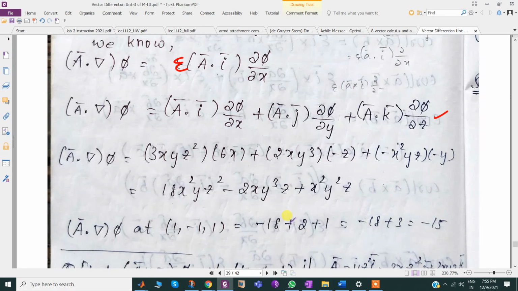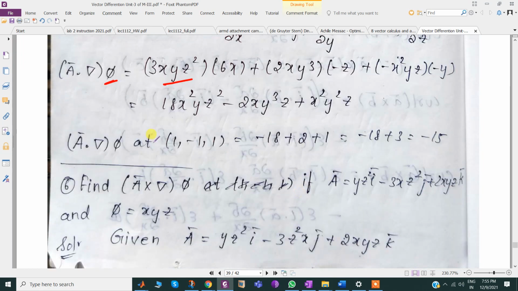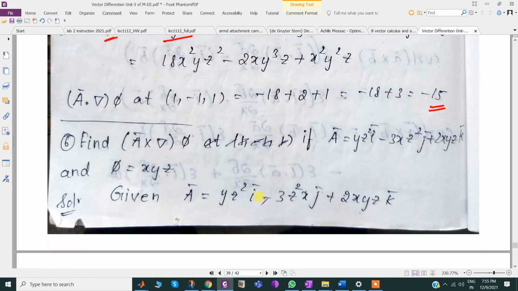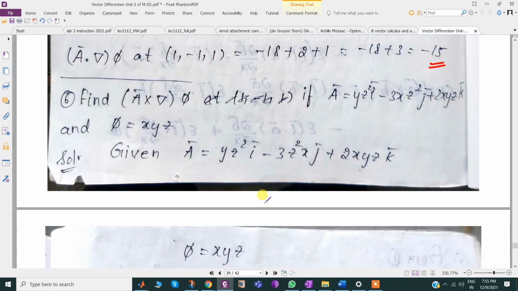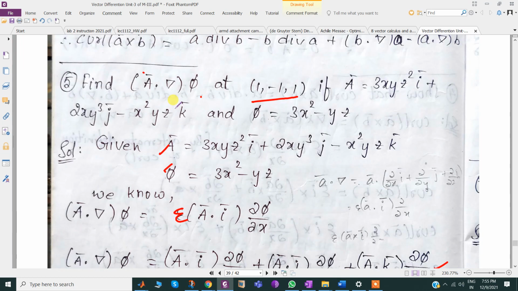After that, substitute the phi value in this, and we may get this one. Only nominal differentiation, that's the reason I'm not going in depth on that. Similarly, a bar cross del phi. Earlier a bar dot del, I think so.